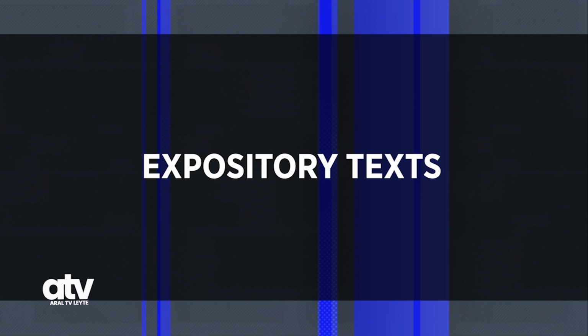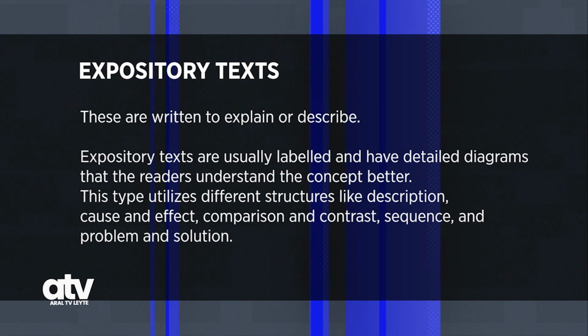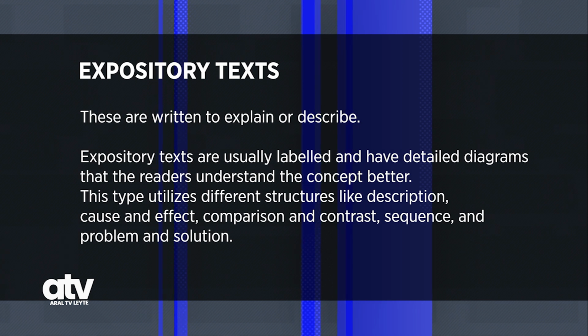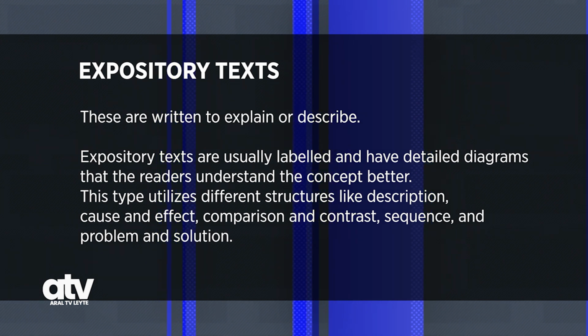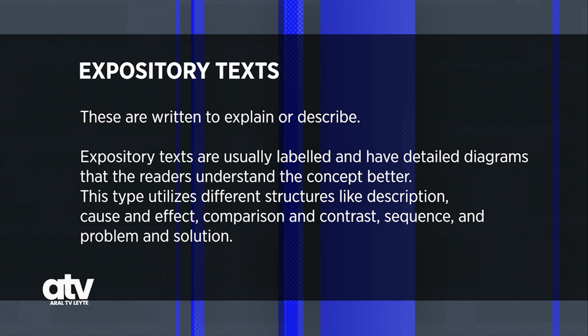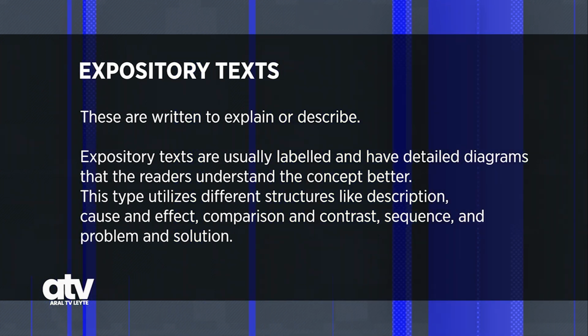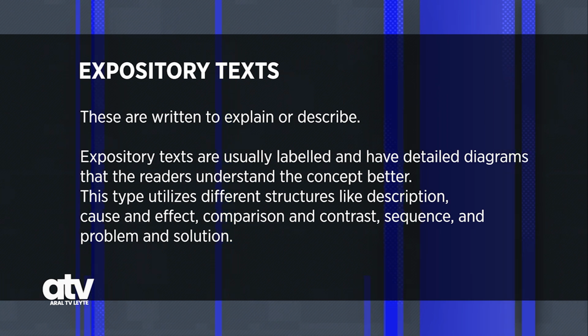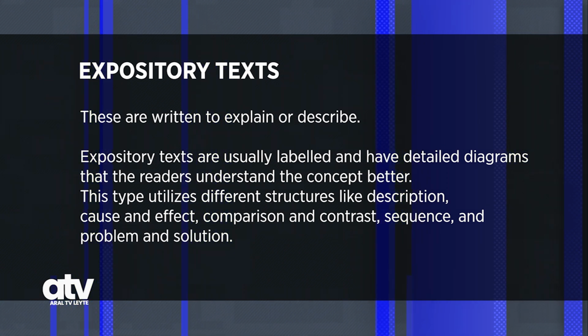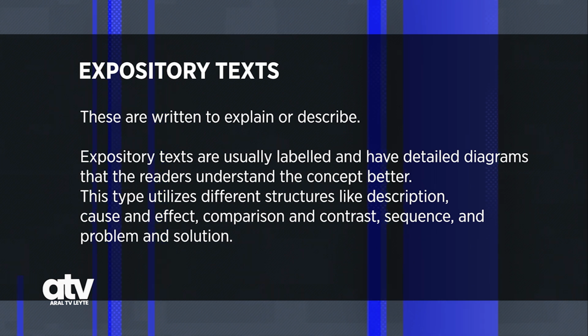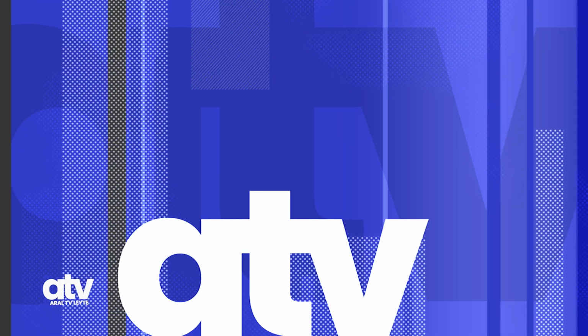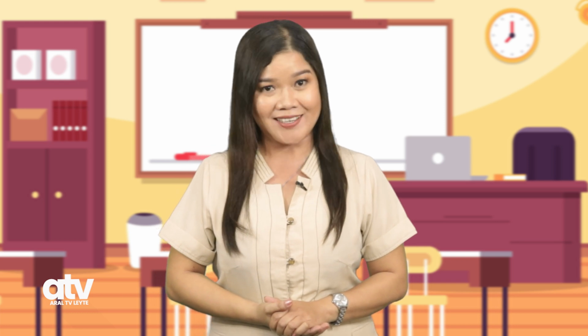Second is expository texts. These are written to explain or describe. Expository texts are usually labeled and have detailed diagrams so that the readers understand the concept better. This type utilizes different structures like description, cause and effect, comparison and contrast, sequence, and problem and solution. There are 5 common text structures used in informational and non-fiction texts. The 5 types of informational text structures are the following.